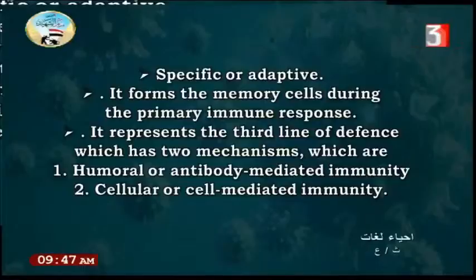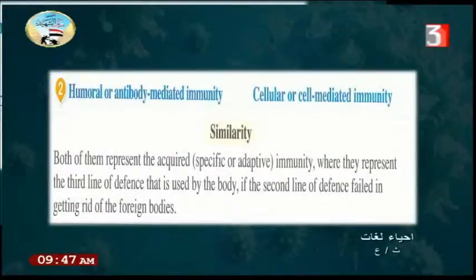First line: skin, cilia, gastric juice, tears, sternum, the wax found inside your ear. This is the first line. The second line, we talked about the antibodies. The third line of defense, two mechanisms: humoral, or antibody-mediated, and cellular, or cell-mediated immunity. There is a similarity between them.